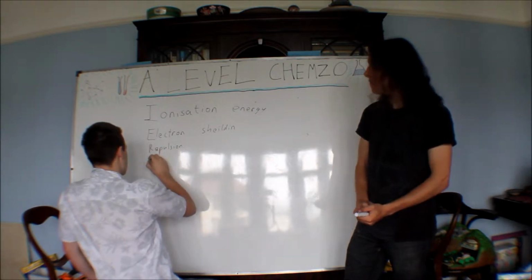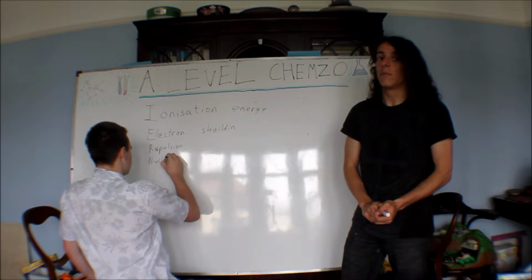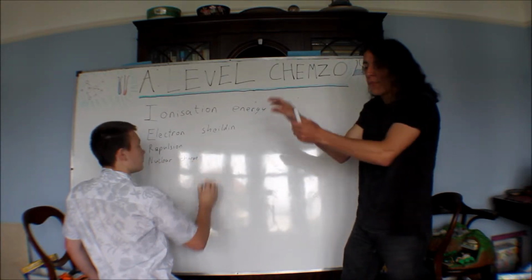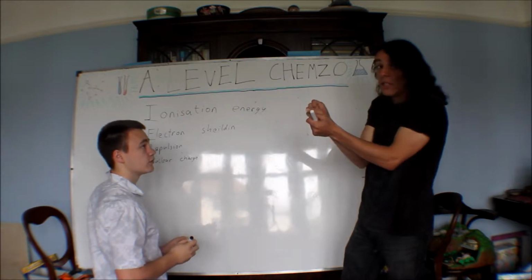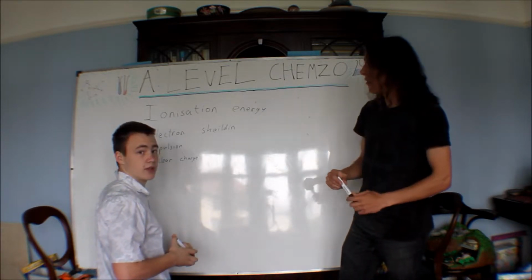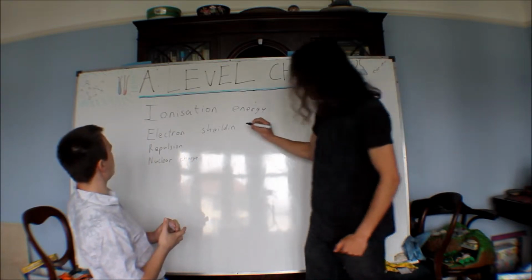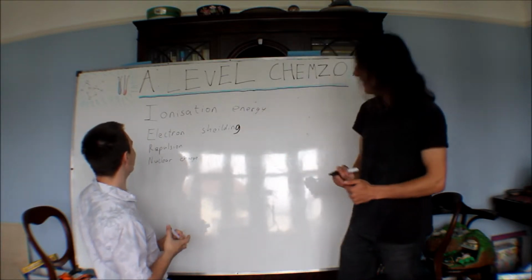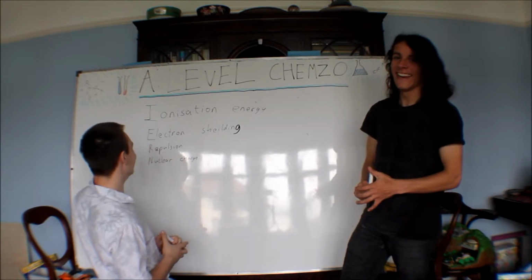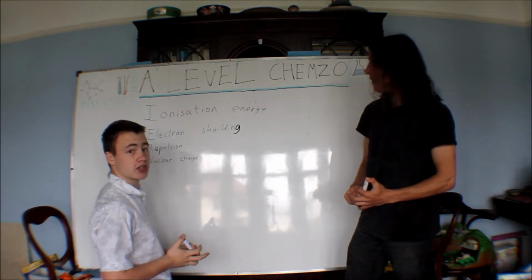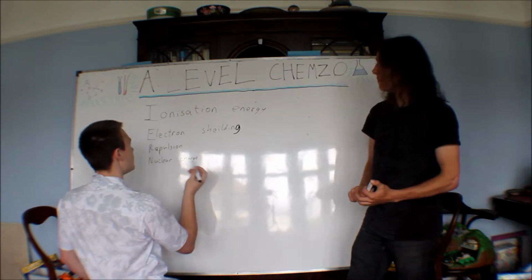Nuclear charge. That's to do with the amount of protons. That's the nuclear bit, and it's the positive pull that brings all the electrons in, which increases the ionisation energy. So: electron shielding, repulsion, nuclear charge, and atomic attraction, or nuclear attraction.